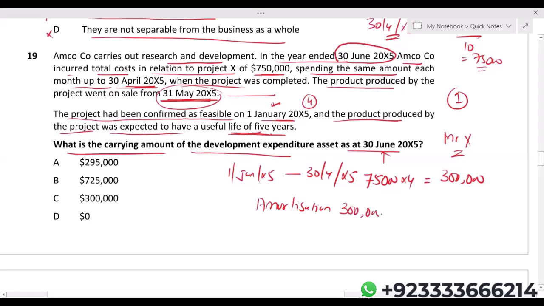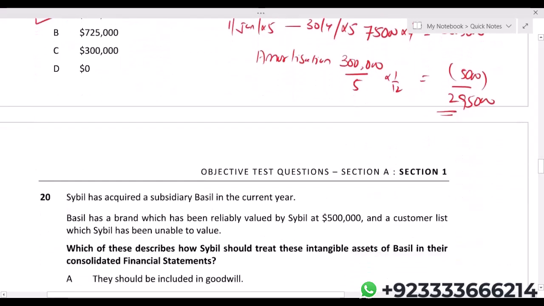300,000. Life is 5 years. 1 upon 12. Just a minute. 300,000 divided by 5, I'm getting 60,000. Multiply by 1 upon 12. It is 5,000. So logically, the carrying amount is 2,95,000. The carrying amount is 2,95,000.